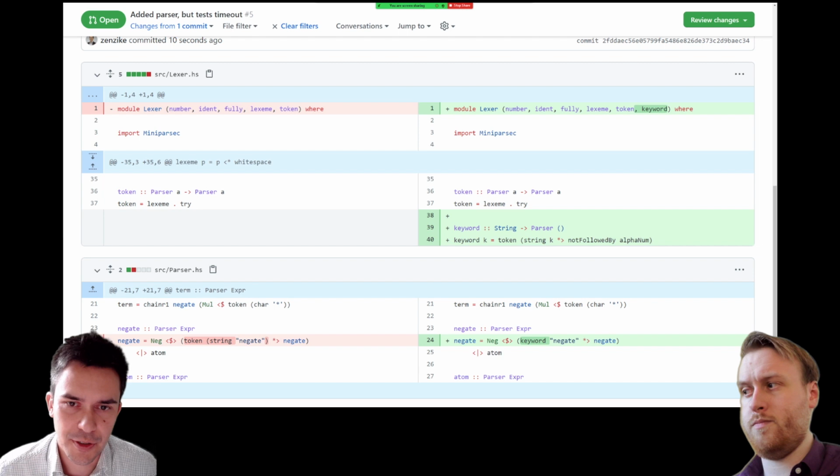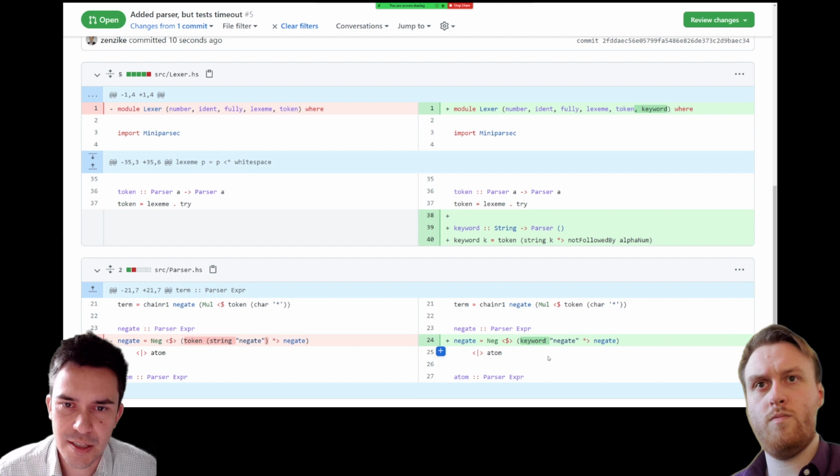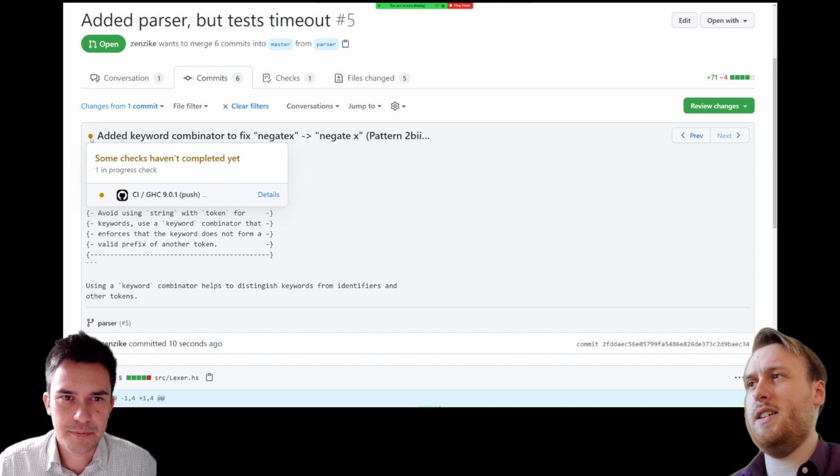And I'm making sure that inside the parser itself, negate is searching for a keyword negate, and that'll prevent it from having things like negate x being swallowed up into a negate x, which is obviously nonsense. Okay, cool. Let's check on the CI then, see how that's going. Okay, it looks like we've got a bit of a wait.